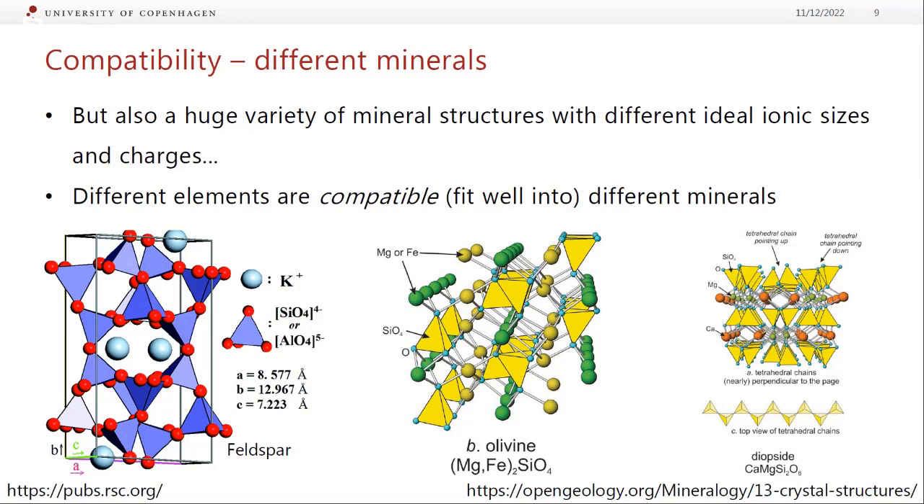Okay, so because we have this huge variety of different mineral structures, and each mineral has different sites with different ideal sizes and ideal charges, then different elements are compatible into different minerals. So just put a few different structures. Here's feldspar. Feldspar has these framework silicates, right? These are the silica tetrahedra, blue and purplish colors. Those are mainly silicon with a bit of aluminium. And then in between we have these big gaps where we can fit large potassium 1+ ions.